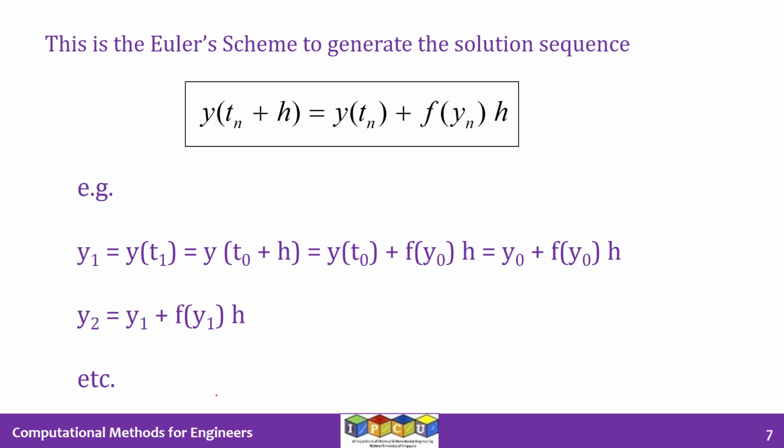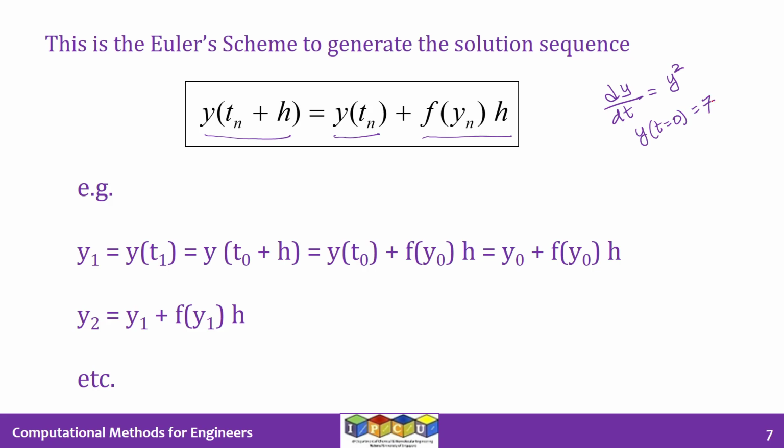This equation is called the Euler equation, and this scheme is called the Euler scheme. So basically it says y at tn plus h is y at tn plus f of yn multiplied by h, where h is the desired or the chosen step size. So if I give you an equation dy by dt is equal to, let's say, y to the power of 2, just as an example, and I say y at time t is equal to 0 is 7.